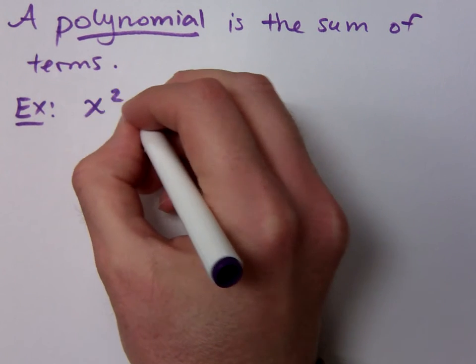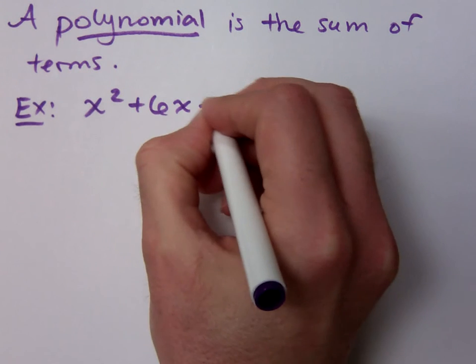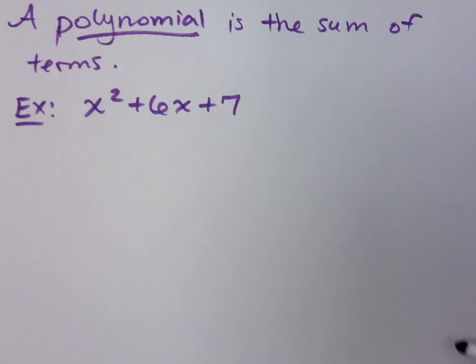So I could say something like this: x squared plus 6x plus 7. That's an example of a polynomial. It's got how many terms in it? It's got 3 terms, and that's a polynomial. I know. Riveting. Are you excited?